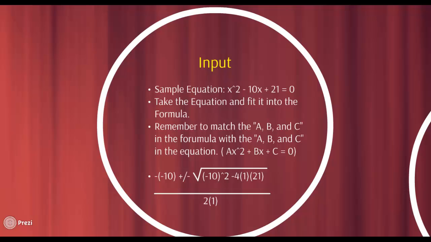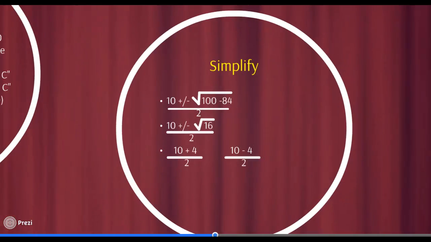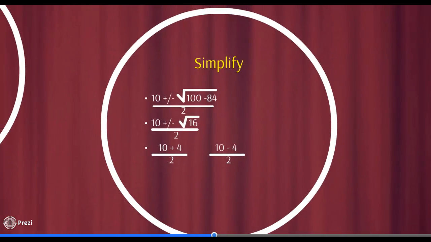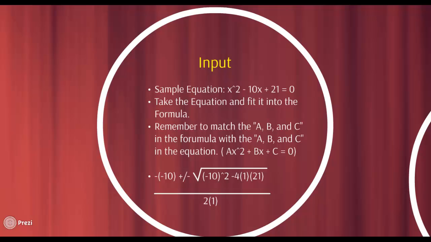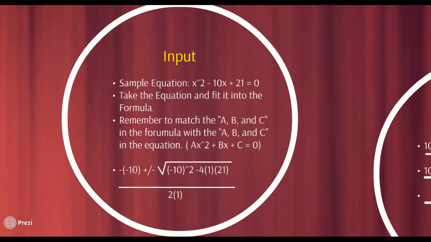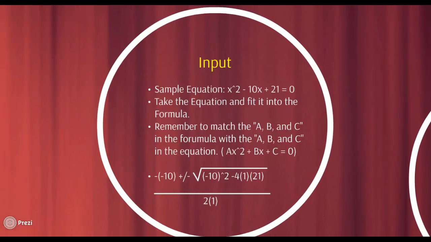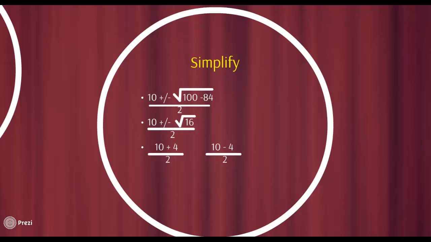And if you see that, this is what we get right here on the screen. After that, we actually simplify. The negative of negative 10 is 10. And then basically what we did was we did negative 10 times negative 10 is 100, minus 4 times 1 times 21, which is minus 84. So we have that 10 plus or minus the square root of 100 minus 84, over 2.